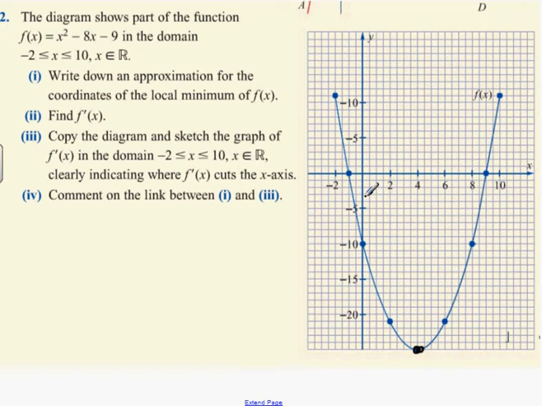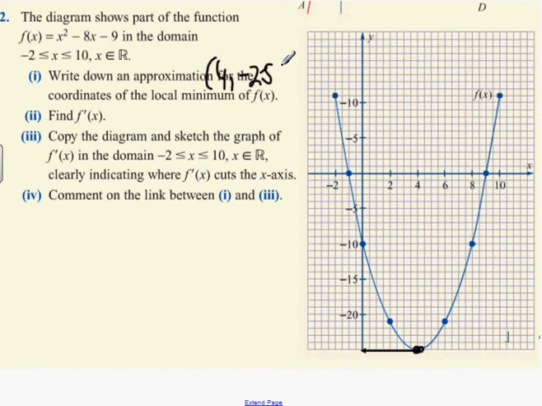So these 5 mini squares means that 1 square is worth 1. I go across and I realise that this here has got to be 25. The minimum value of f of x is minus 25. When it talks about the local minimum, it asks for the coordinates. So the coordinates are going to be 4 and minus 25. Okay, so 4 and minus 25. That's the answer to the first question.